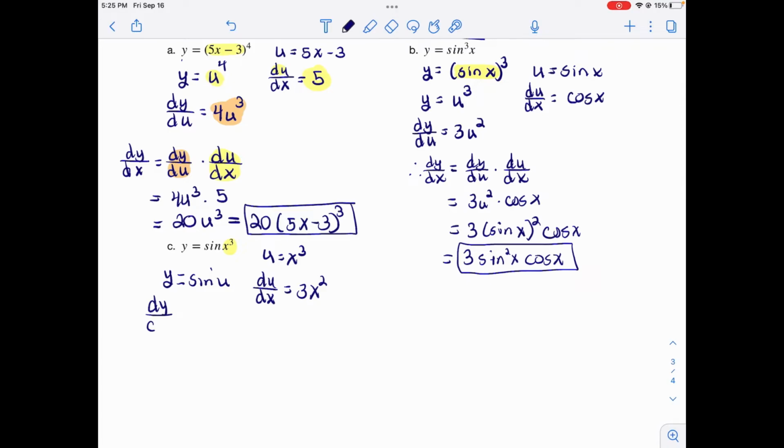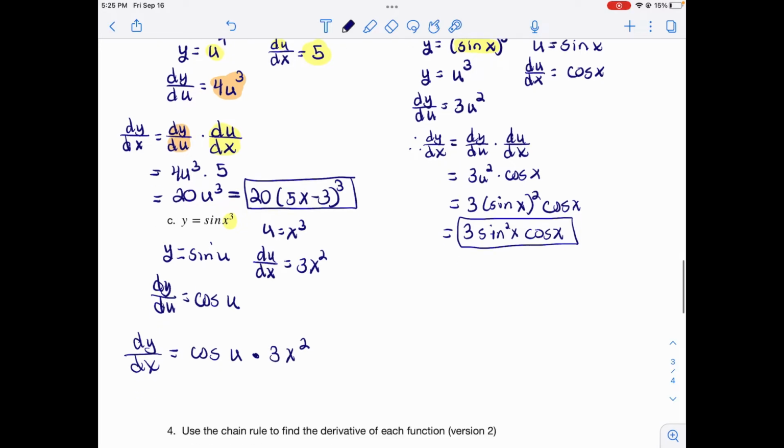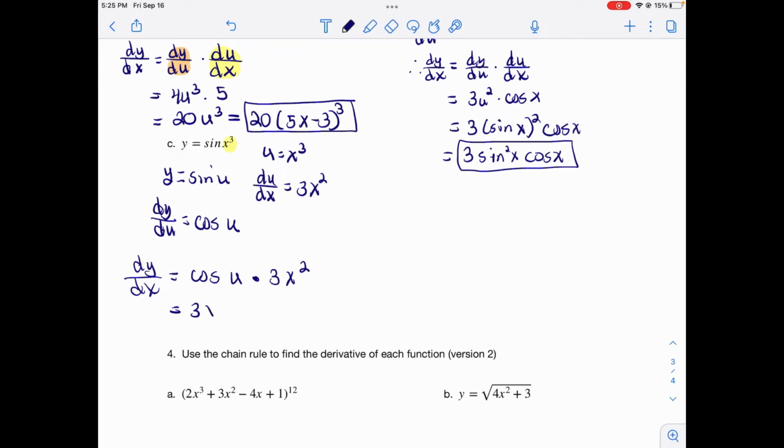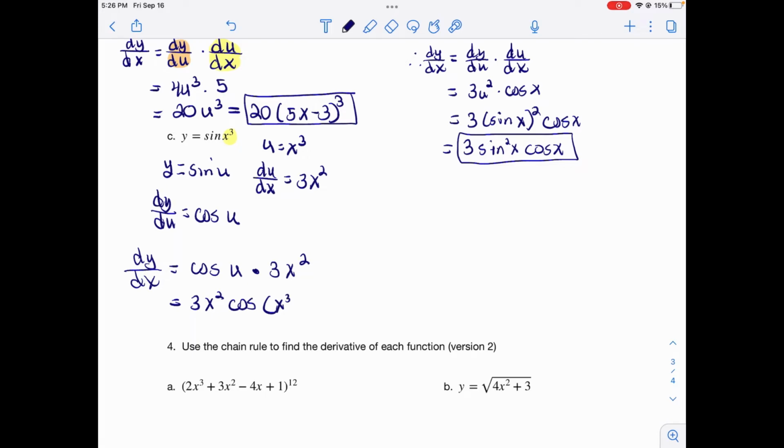And so the derivative of y with respect to u is cosine of u. And so using my rule again, the derivative of y with respect to x is going to be my derivative of y with respect to u, which we found to be cosine of u, times my derivative of u with respect to x, which is 3x squared. And then traditionally we write our polynomial before the trig function, so we would rewrite that. Don't forget to substitute in place of u what we found it equal to, which is x cubed. So my answer to this one is 3x squared cosine of x cubed.